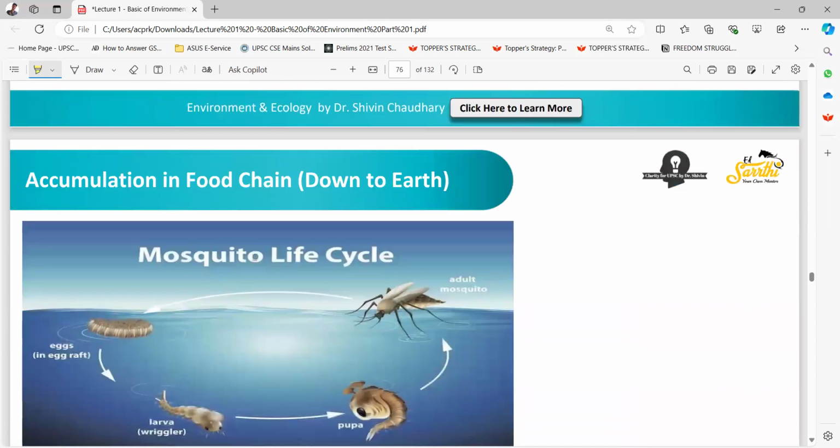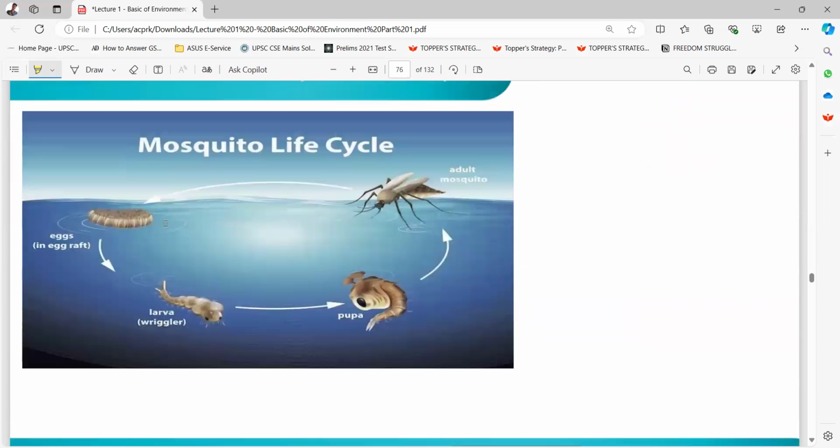Accumulation in food chain, mosquito life cycle. Here we have represented the mosquito life cycle. Okay, eggs in egg raft, then larva, wiggler, wriggler, then pupa, then turned into adult mosquito. Egg, larva, pupa, and adult mosquito.